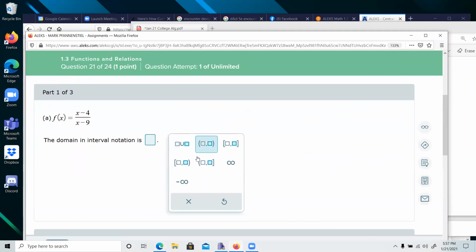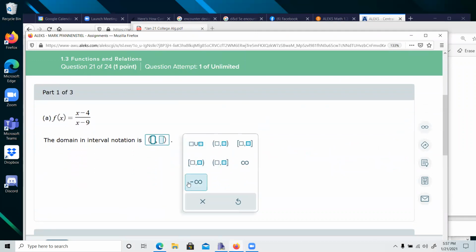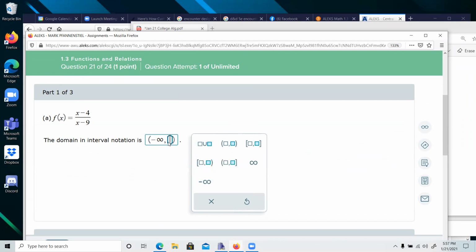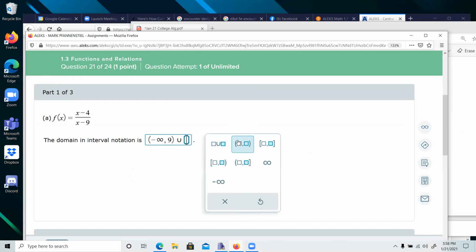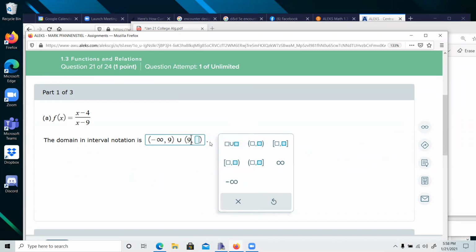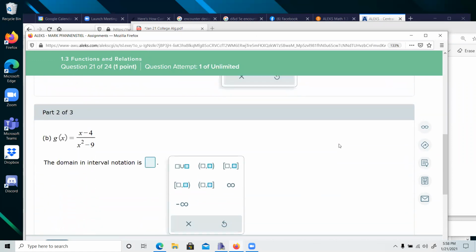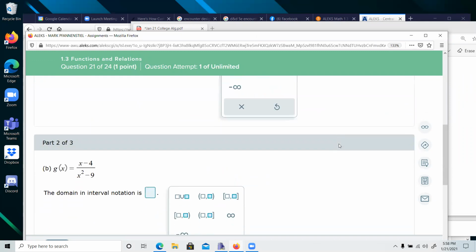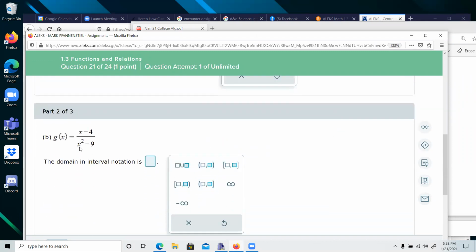See, they even give us negative infinity, and then 9. And then they give us a little, where's my union? Oh, there it is. And then 9 off to positive infinity. So they give us all the tools to do this. So what about this one?